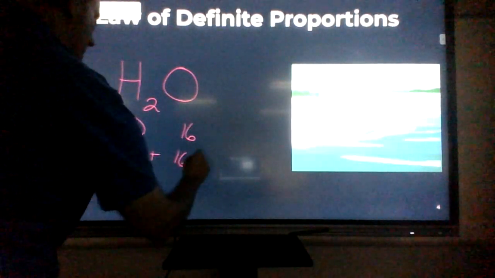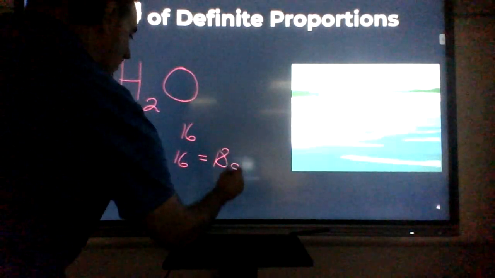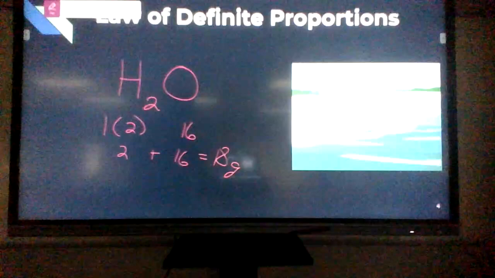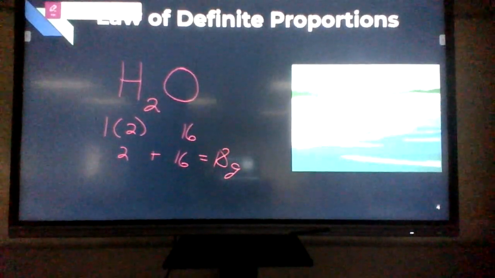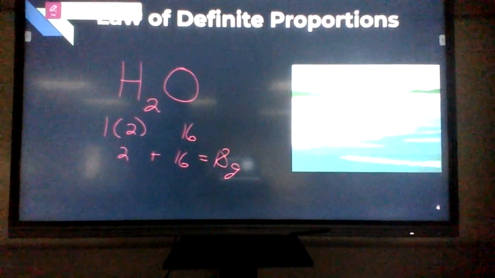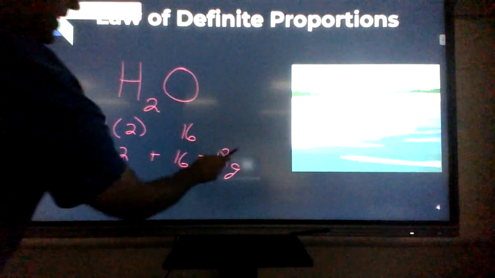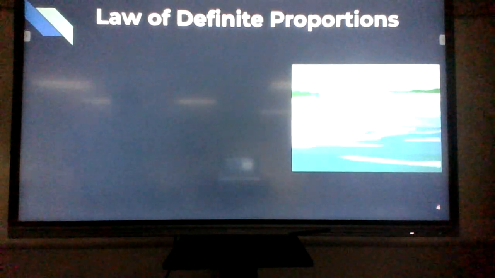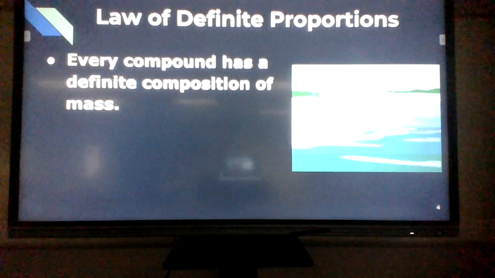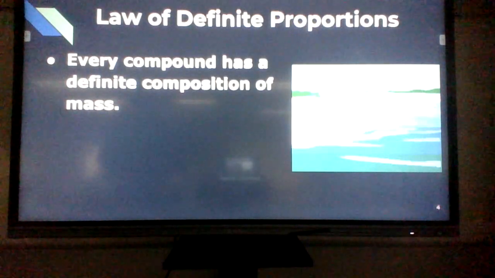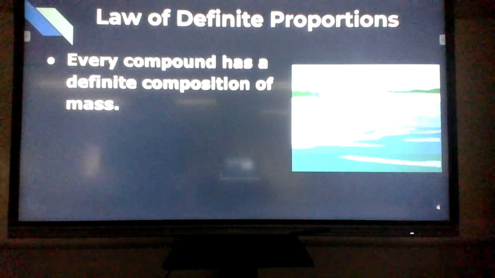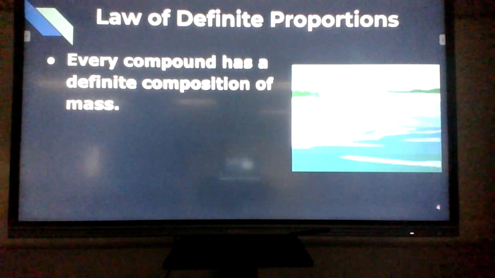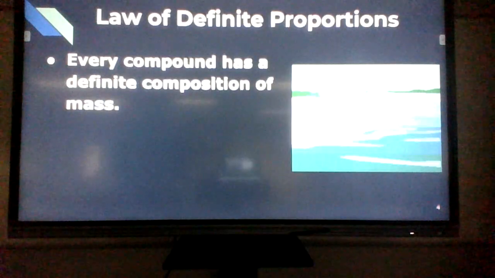So if we add these together, then we get a mole of water, which is a specific number of molecules. I'll go ahead and say it: 6.022 times 10 to the 23rd power molecules of water. That will have a mass of 18 grams. Definite proportions means this is going to be put together in exactly the same way every single time. So water is always going to be H2O. Therefore, water will always have a total of 18 grams for a mole of molecules. A single molecule will have 18 atomic mass units.